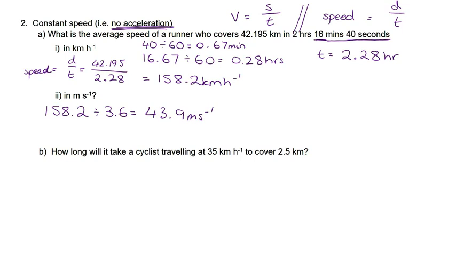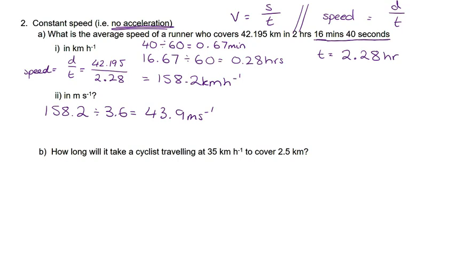Okay, again, acceleration is 0 here, because it says so at the start of the question. How long will it take a cyclist travelling at 35 kilometres per hour to cover 2.5 kilometres? We don't have anything in metres or in seconds there, so I'm just going to leave it as kilometres per hour, and I'll get an answer in hours by doing that. So how long will it take?